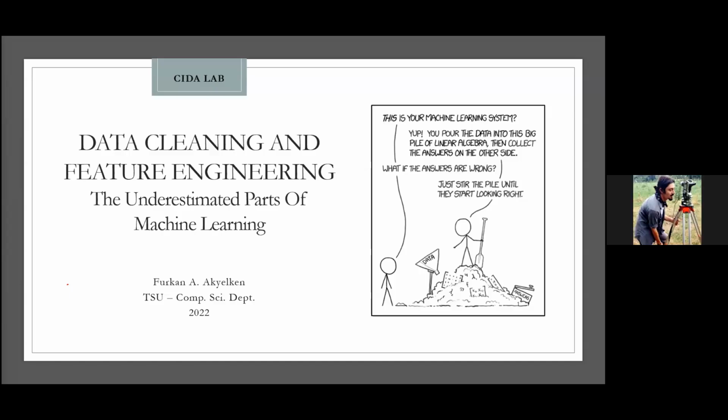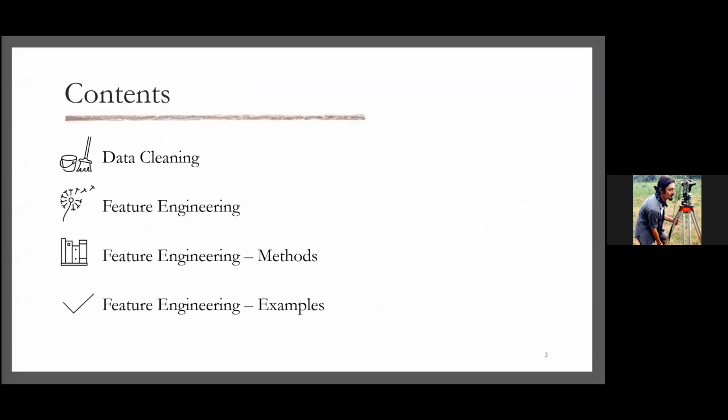Okay, I'm going to talk about data cleaning and feature engineering, which are the underestimated parts of machine learning. I'm going to talk first about data cleaning briefly, and then feature engineering and its methods. And I'm going to give you a simple example and a few advanced examples of feature engineering.